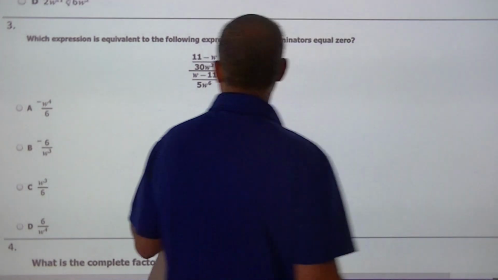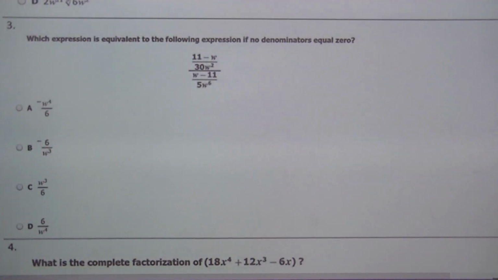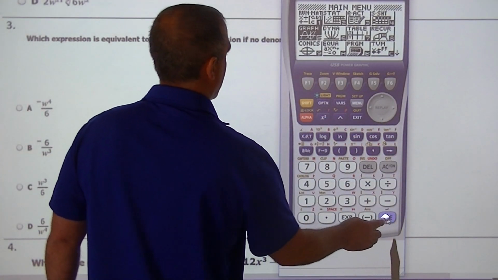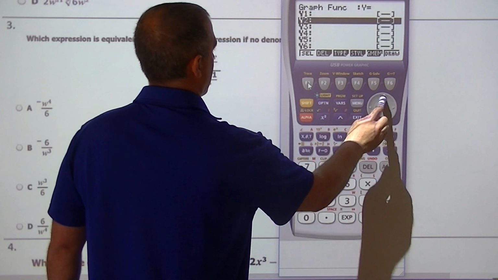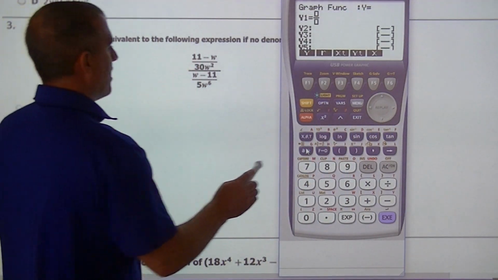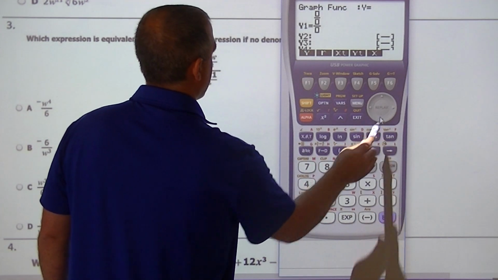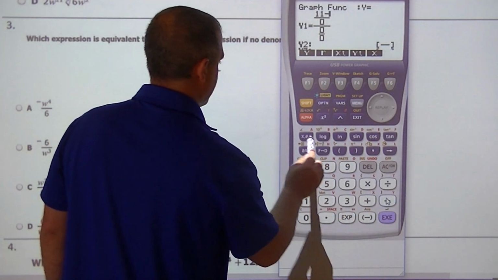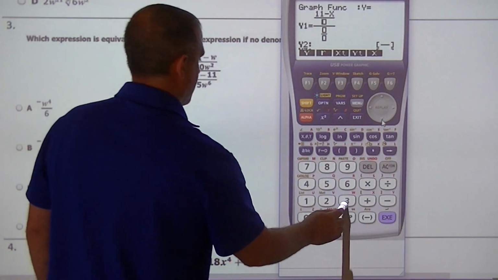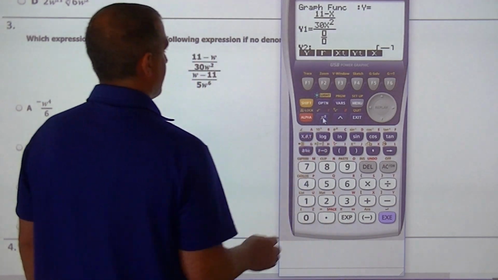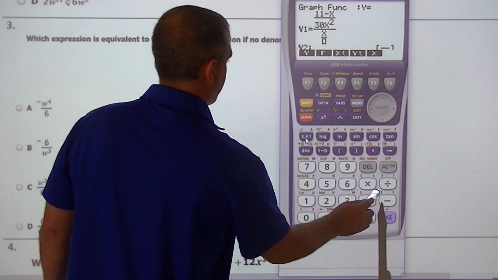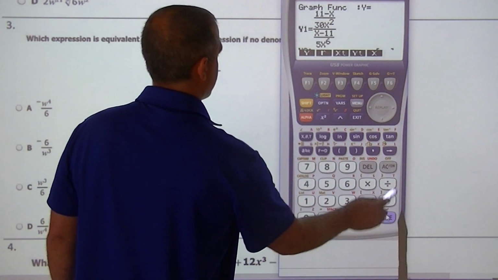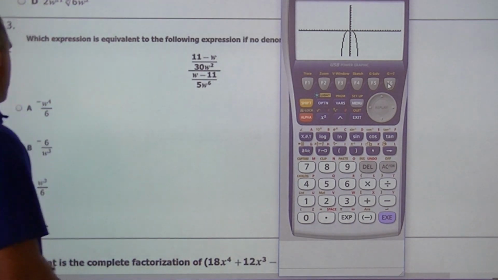Okay, this problem right here is graphing a rational and matching it. So I'm going to go to menu and graph. I got a fraction button up top, so I put a fraction up there, and in the bottom I put a fraction. So I got 11 minus x. I'm going to use x instead of w. 30x squared, x minus 11, 5x to the 6th. I'm going to draw it. Okay, that's what it looks like.